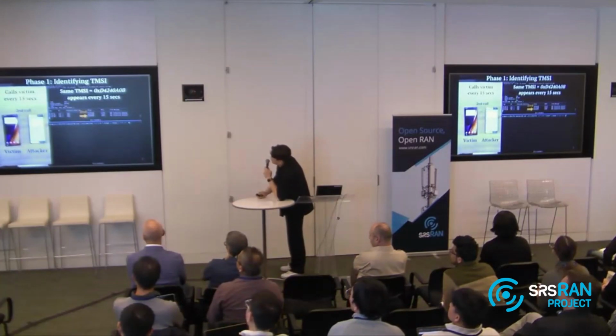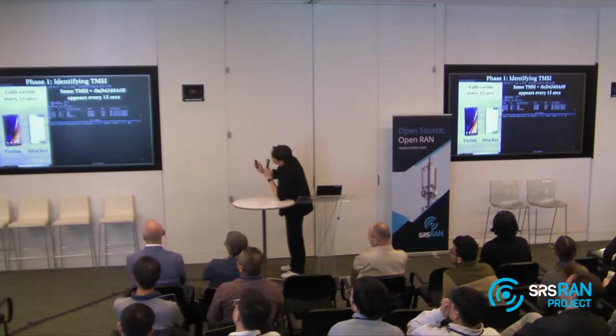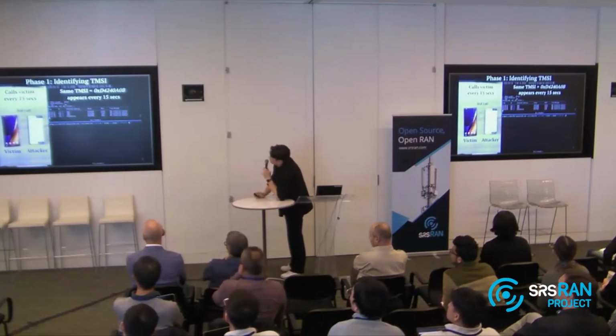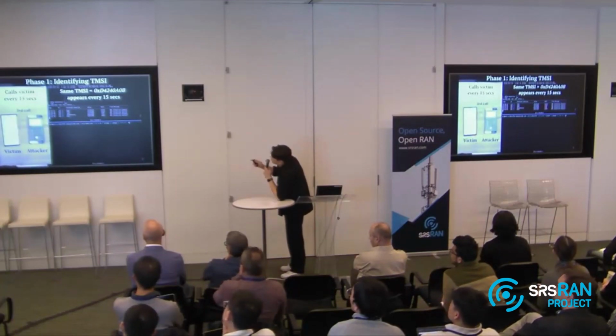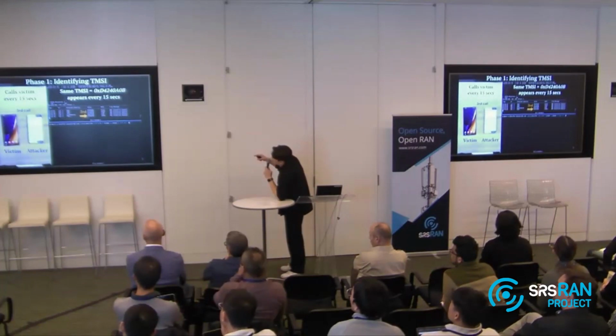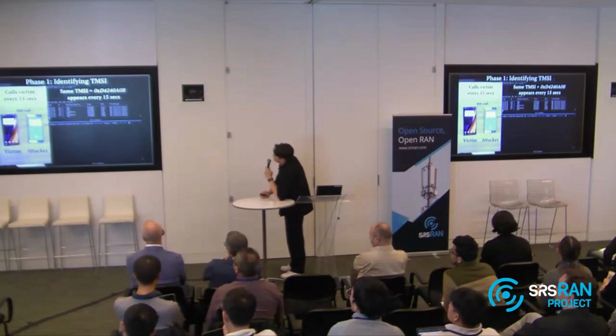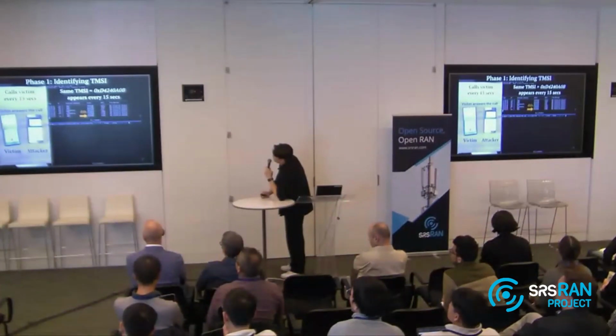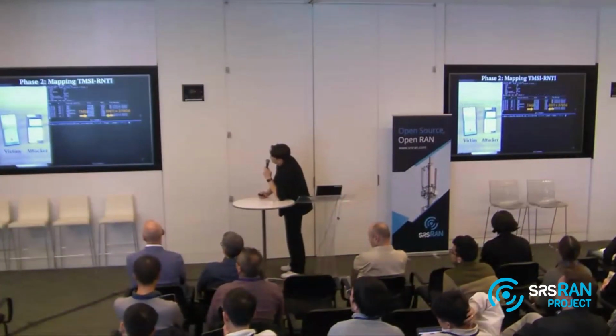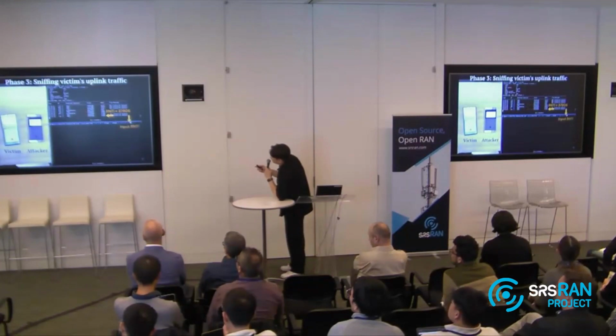And you can see another TMSI from other users. And then we can find out the TMSI of the victim. Now we can use it to map with the RNTI of the victim. Like this. And then using that RNTI value, we can sniff the uplink traffic of the victim.